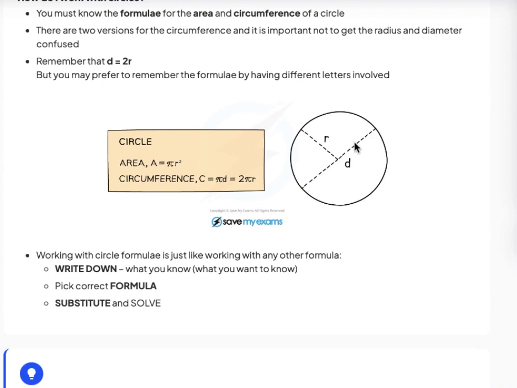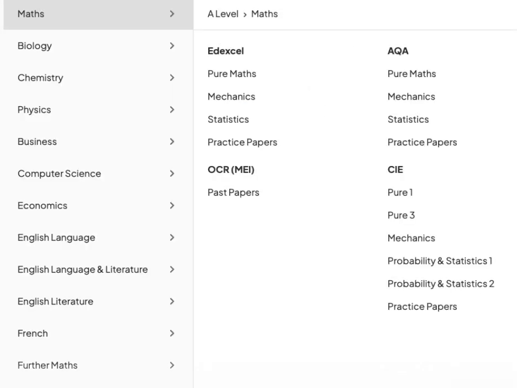Now 2 radius is equal to diameter. So a radius plus a radius is a diameter. So diameter equals 2r, or r equals diameter divided by 2. So we can show this.